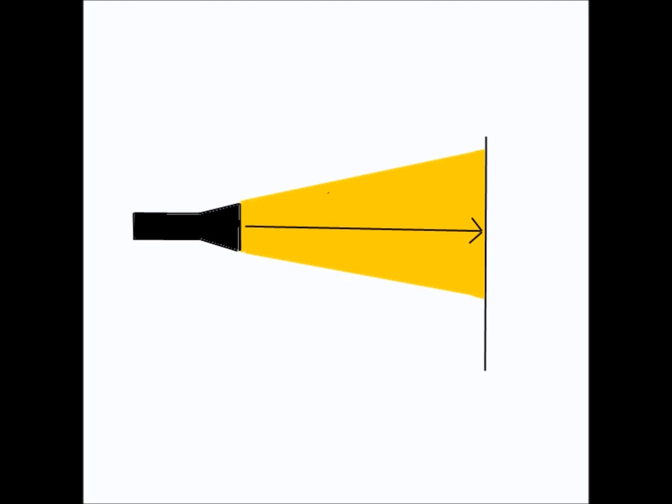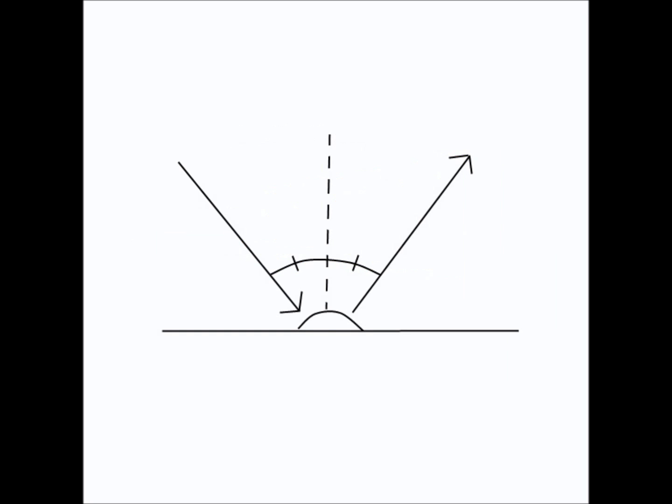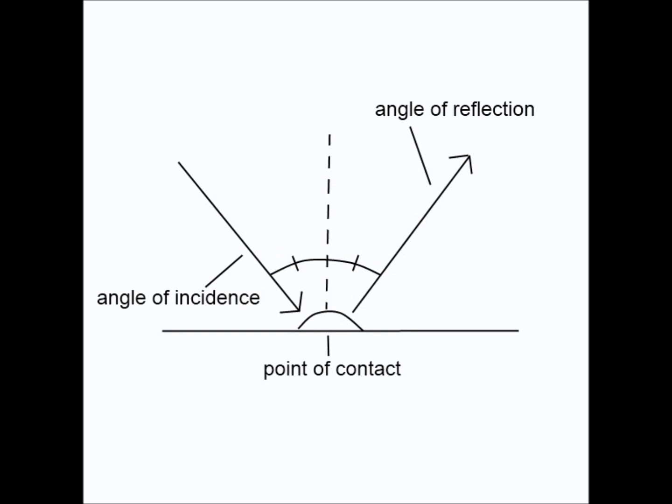The light goes straight into the mirror, and the angle at which it touches the mirror, or the angle of incidence, is the angle at which it will reflect off the mirror, or the angle of reflection. It's also important to note that we measure these angles from a line perpendicular to the mirror.